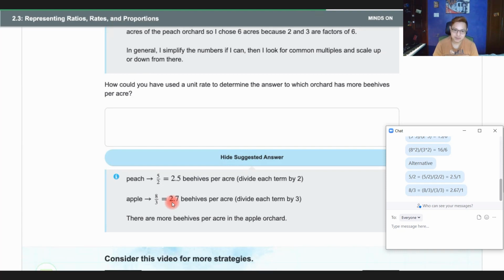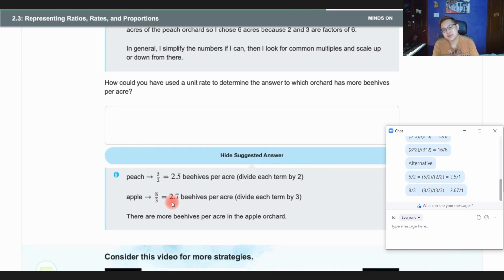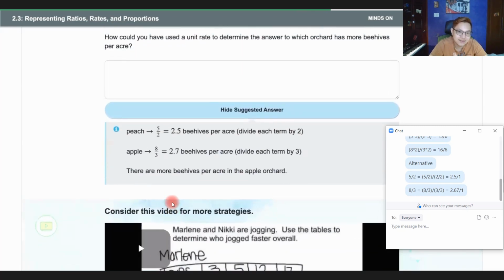This is also another way. Ratio can be quite confusing. There are more strategies, of course. There are more ways to do this.